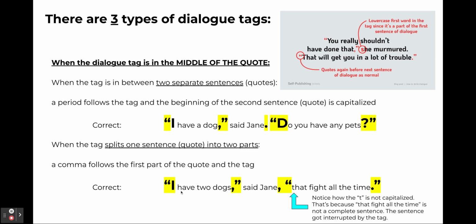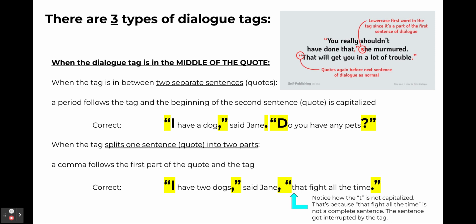So you can do something like this. "I have two dogs," said Jane, "that fight all the time." Notice here that these aren't two separate sentences like the sentence above. The sentence above had, "I have a dog. Do you have any pets?" Those are two separate sentences. This time it's one sentence that's being interrupted by the speaker tag, which is a little weird. It's probably not a tag that's used very often, but you can do this.